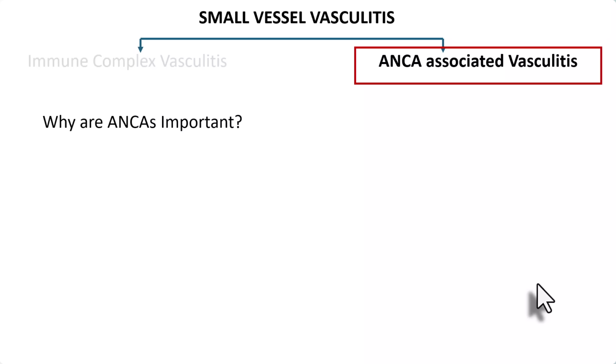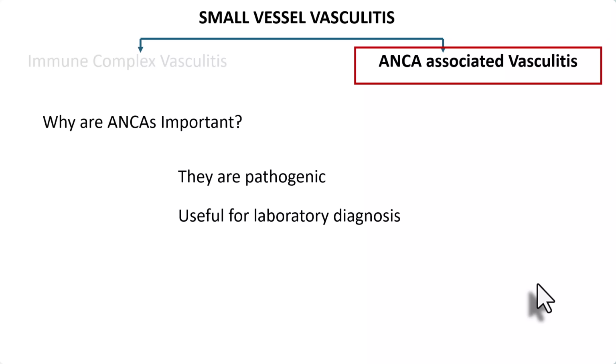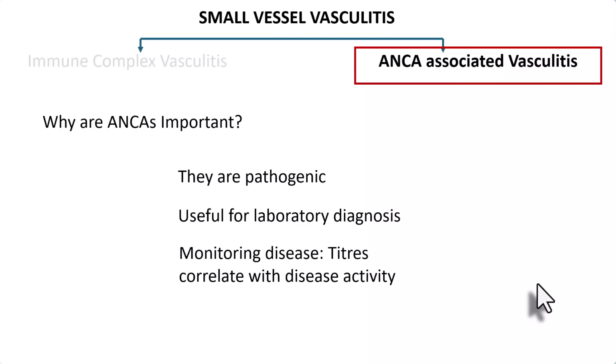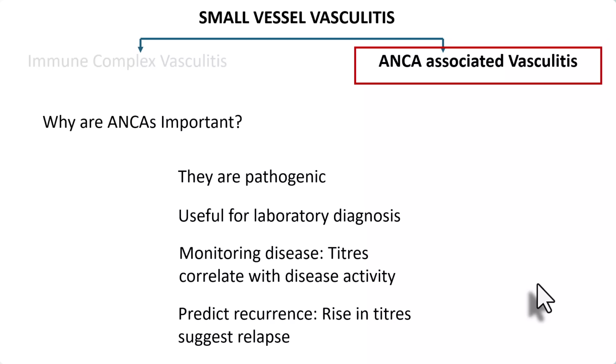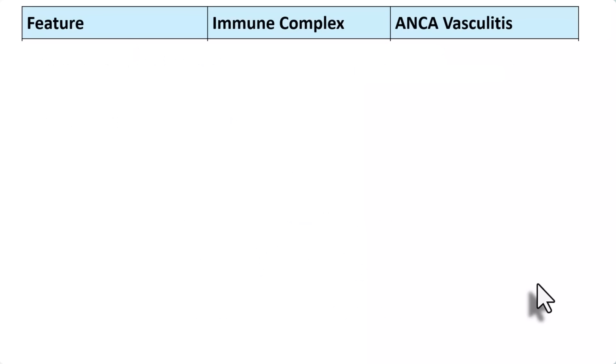Now, why do you think ANCAs are important? Anti-neutrophilic cytoplasmic antibodies. Why are they important? One, because they are pathogenic. You know that they can cause vasculitis. And second, they are useful for the laboratory diagnosis of ANCA-associated vasculitis. It can be used to monitor the disease progress, where the titers correlate with the activity of the disease. And lastly, it can also predict recurrence. When you see rising titers of ANCAs, it will almost always suggest that there is a relapse, right? That's why you need to understand the concepts behind anti-neutrophilic cytoplasmic antibodies.